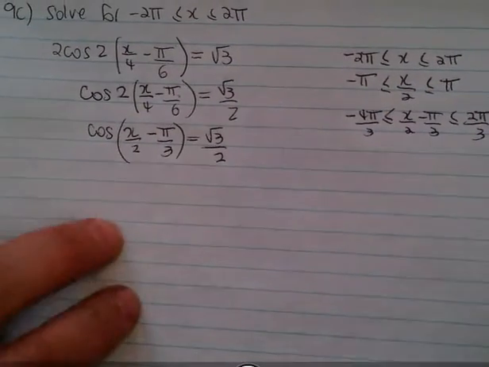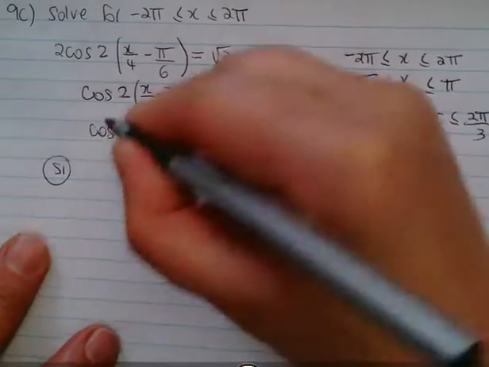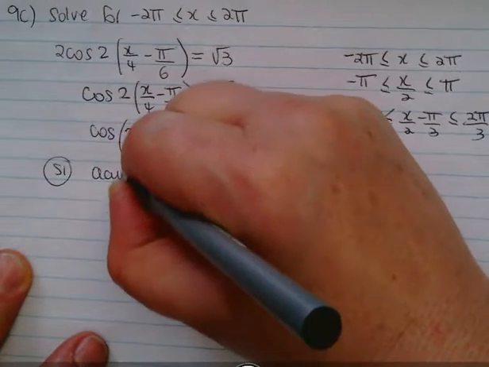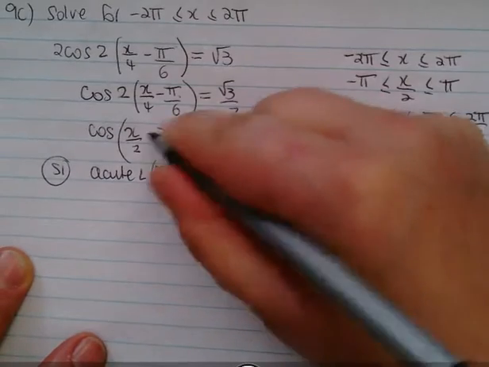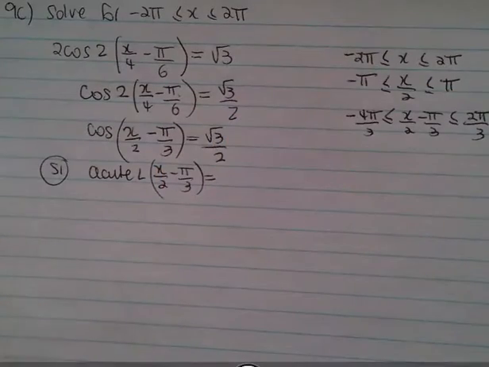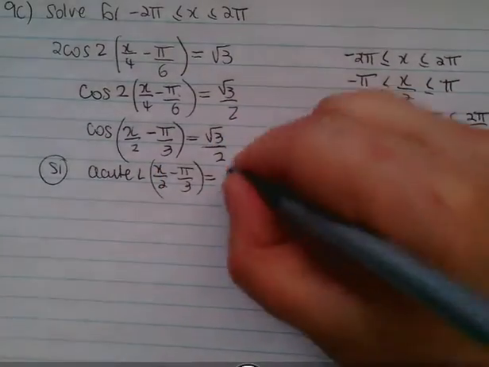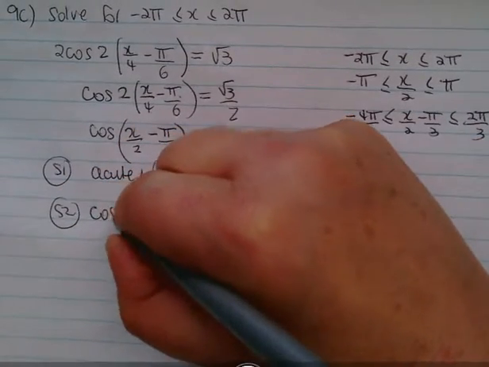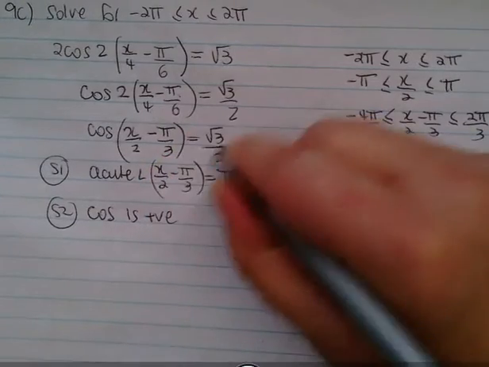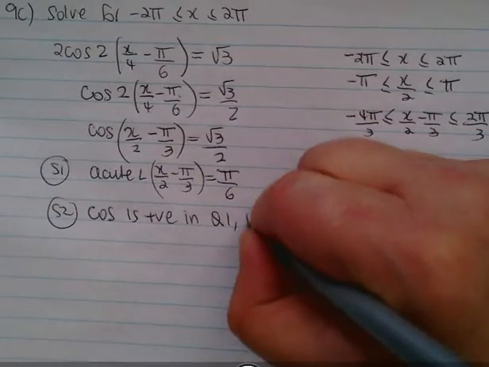Okay? So now you can start with your solution. So step 1 is your acute angle, x on 2 minus pi on 3. So cos of what is root 3 on 2? Now that's cos of 30, which is pi on 6. And step 2 is your quadrant. So cos is positive in this case, in quadrants 1 and 4.